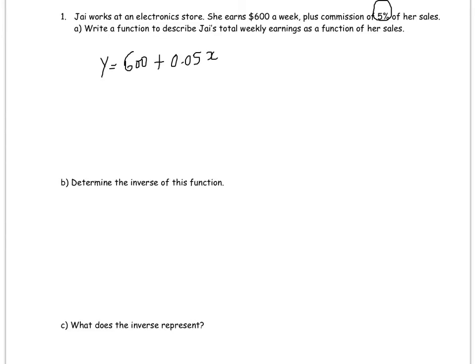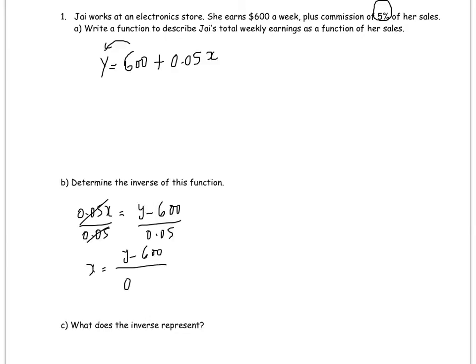The next part is to determine the inverse of the function. So this means that I have to solve for x. To do that, I'm going to move 600 to the left. I get 0.05x is y minus 600. Then I divide by 0.05, and I'm going to get x is equal to (y minus 600) over 0.05.